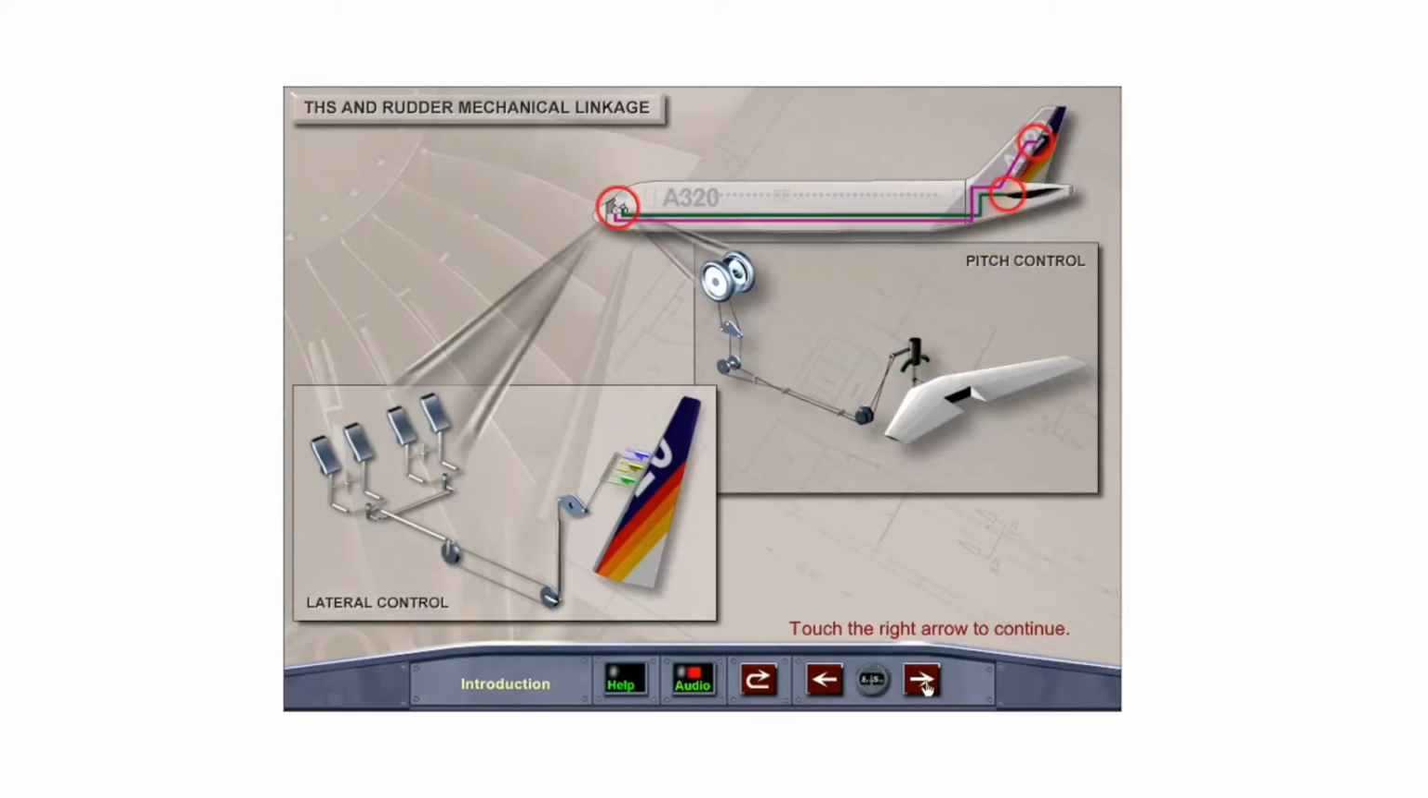The trimmable horizontal stabilizer, or THS, and the rudder, in addition to electrical control, are mechanically linked to cockpit controls to provide a means of controlling the aircraft should a temporary complete loss of electrical power occur.